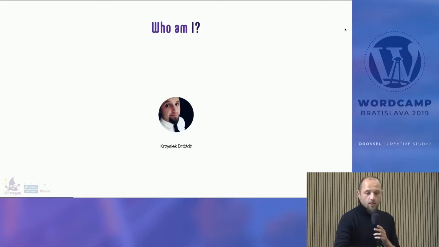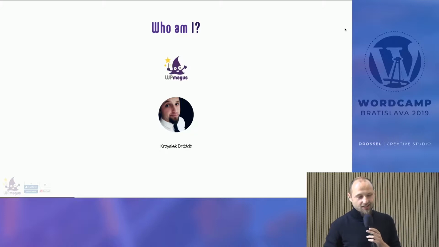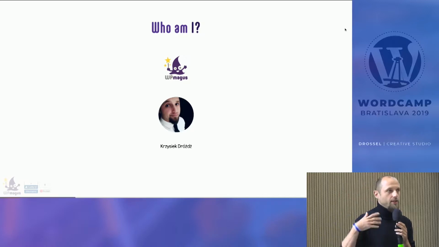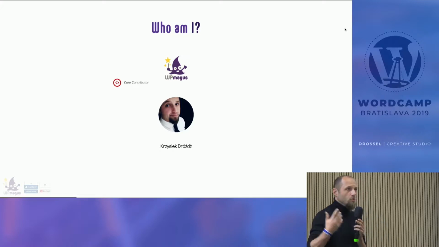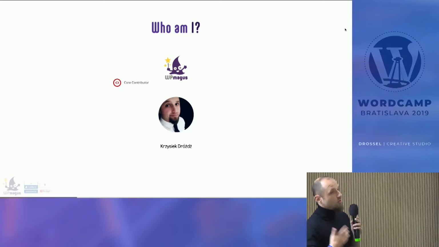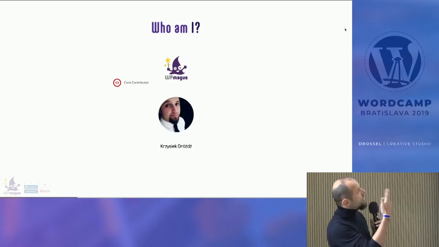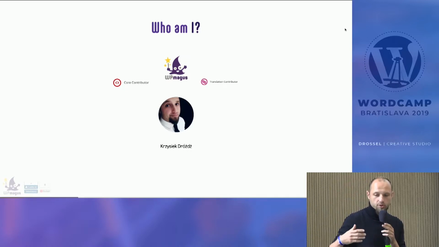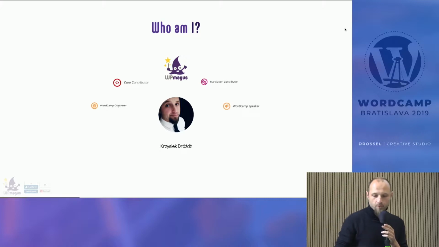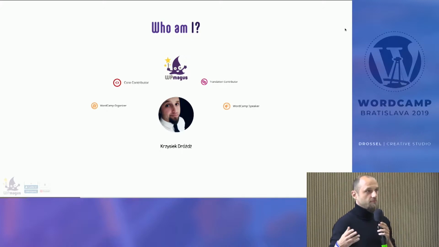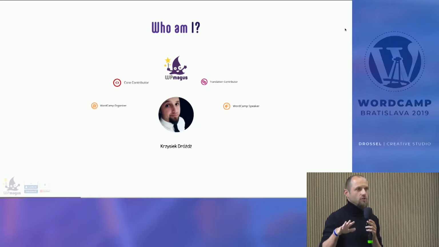Who am I? My name is Krzysiek Dróżdż, not Jana Maliszowa. I'm the owner of WP Magus. It's a software house where I develop websites and so on. I'm also doing some stuff for WordPress itself. For example, I'm a core contributor. I'm also a translation contributor. I've organized 2 WordCamps in Poland. I'm also a speaker at WordCamps, for example, something like 7 or 8 for now.